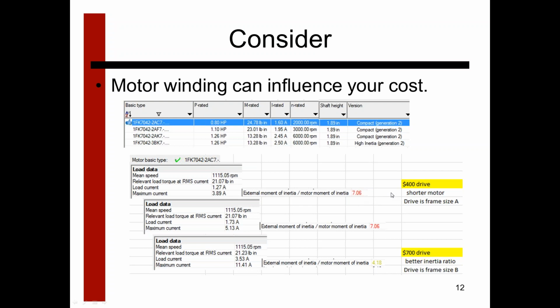What did that do in the end for the customer? The drive to support the high inertia motor was a $700 drive. The drive to support the 2,000 RPM motor was a $400 drive. The motor cost was the same, relatively the same across all four motors. So right there's a $300 savings. And as you might know, with servos, quite often it's a multi-axis application. So the $300 savings adds up.